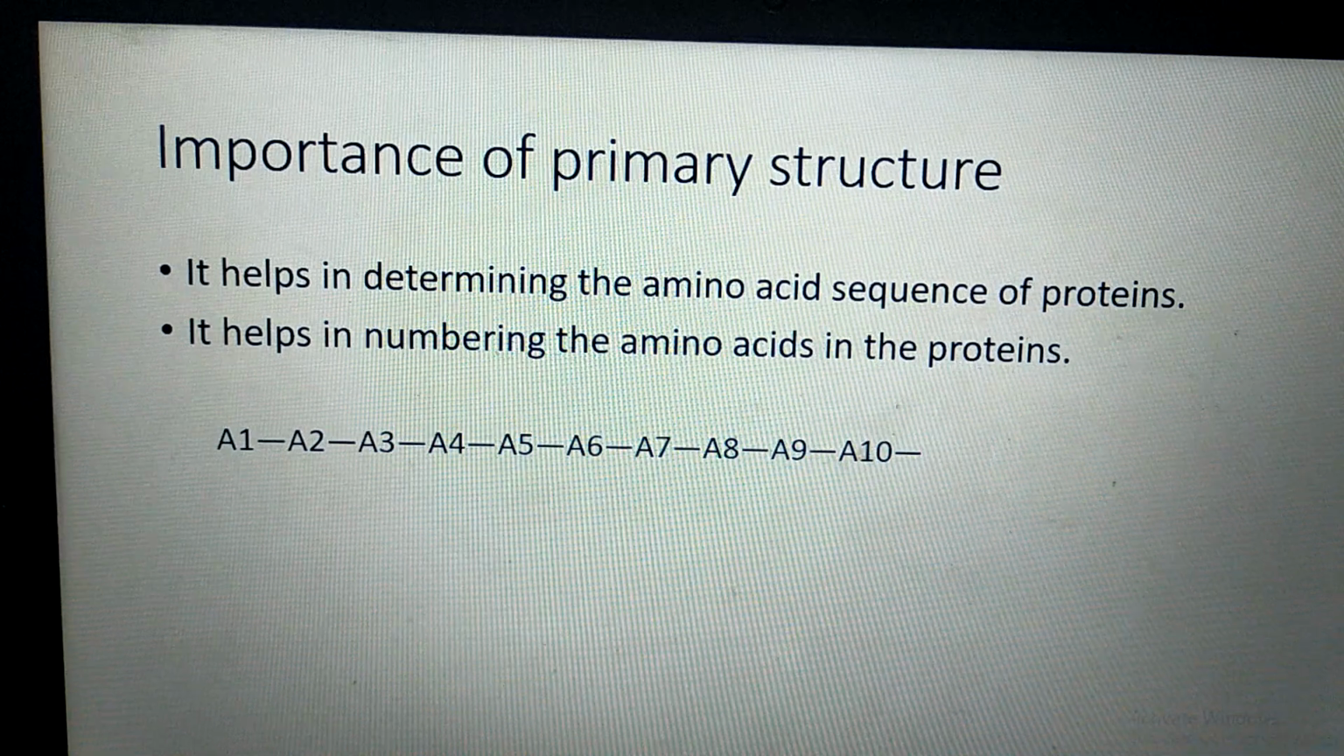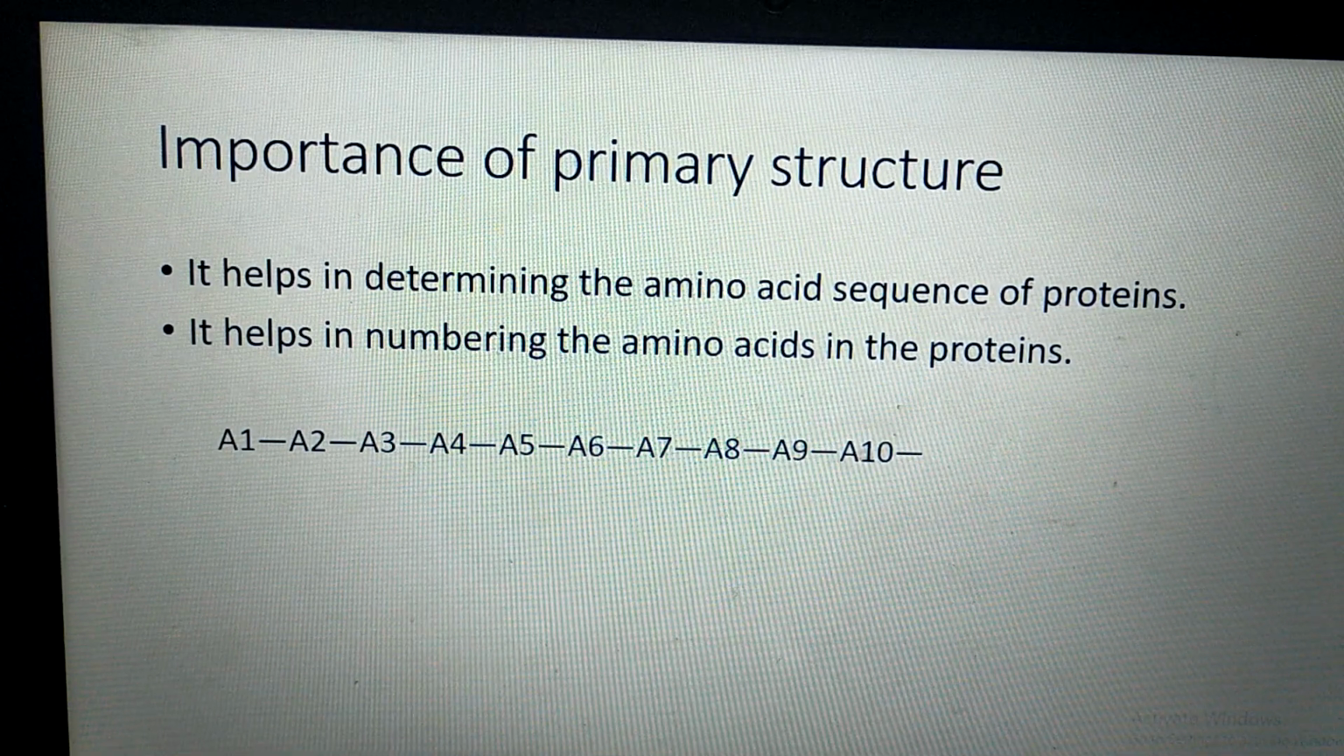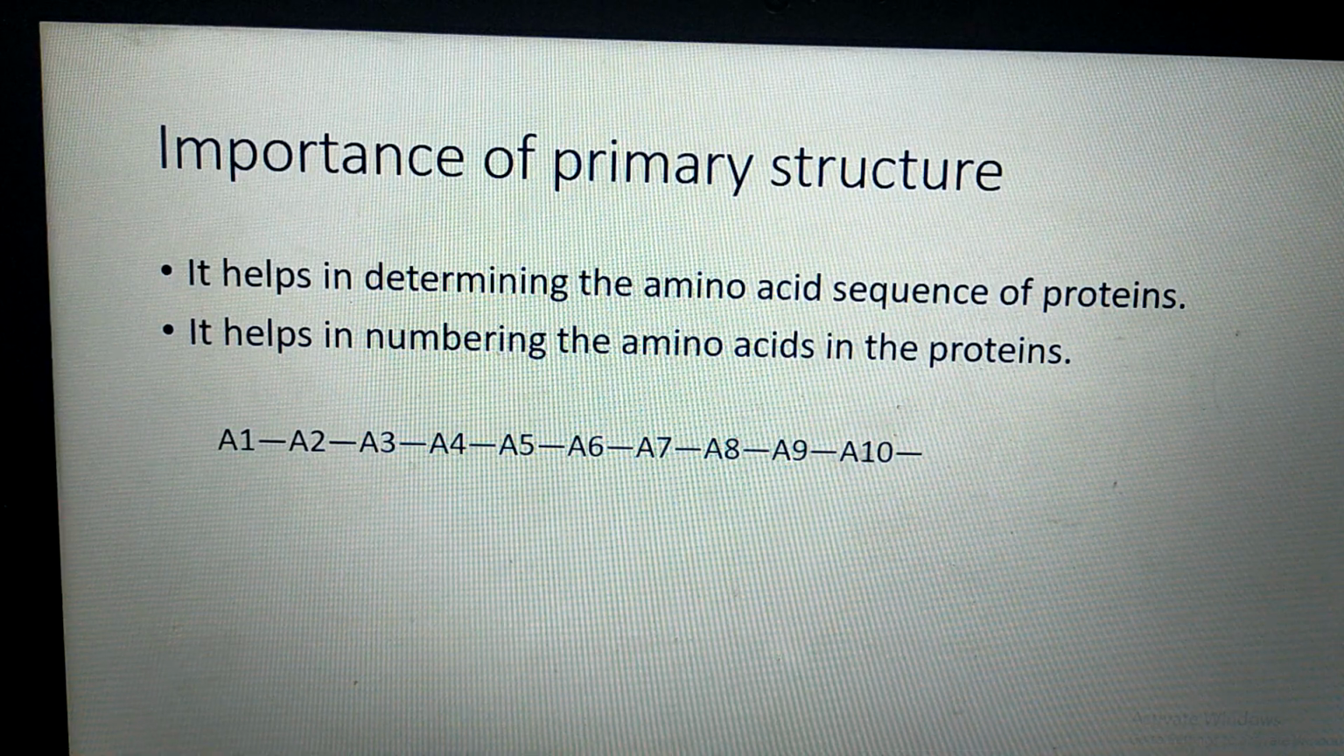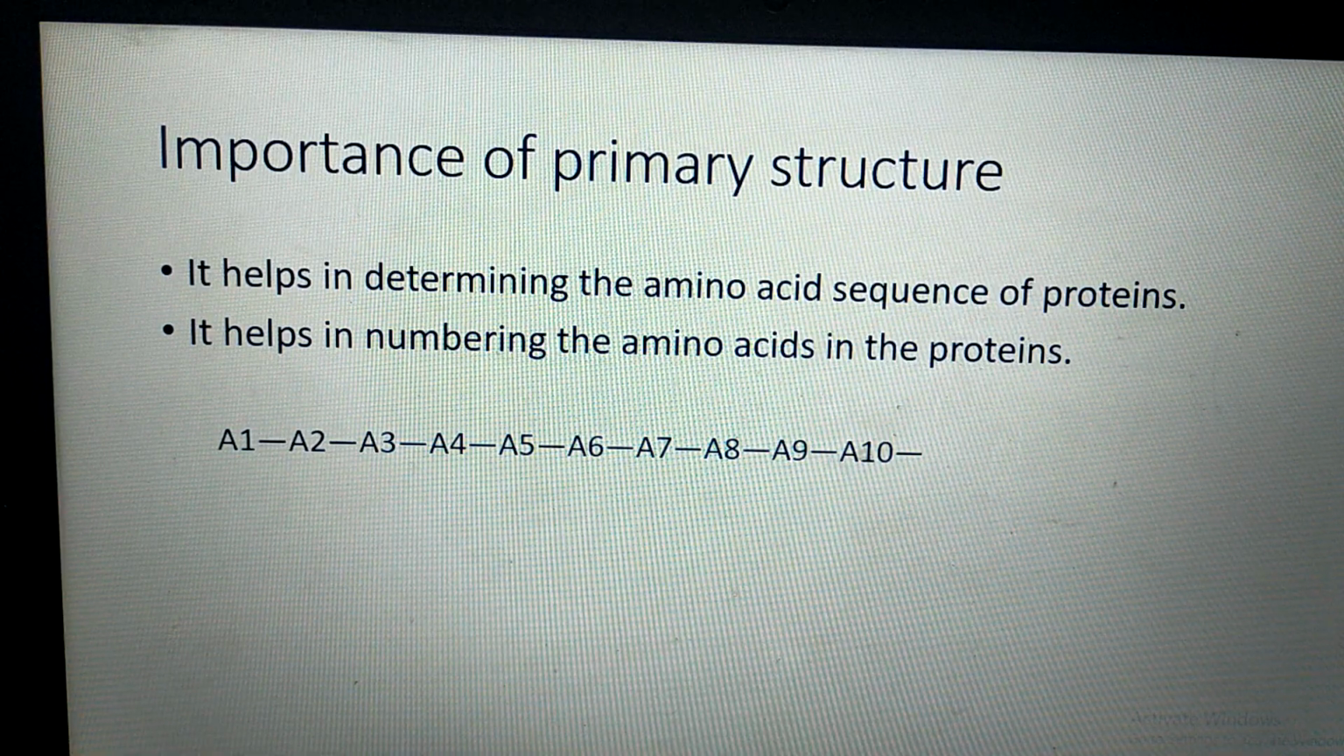Primary structure helps in determining the sequence of amino acids in protein. If you want to study the sequence of amino acids in a particular protein, then you have to convert that protein into primary structure, then you can find out its sequence. Also primary structure helps to count the amino acids in a protein or numbering of amino acids in a protein. So this is the importance of primary structure.